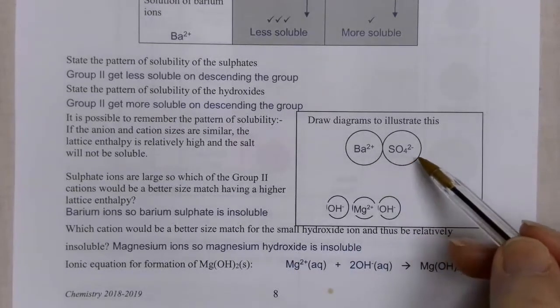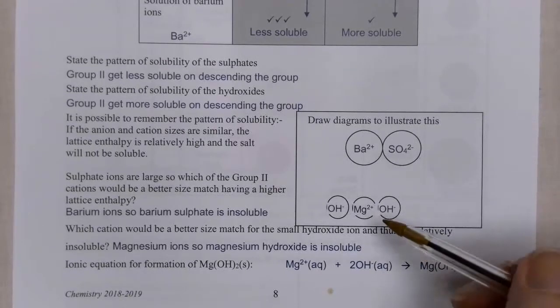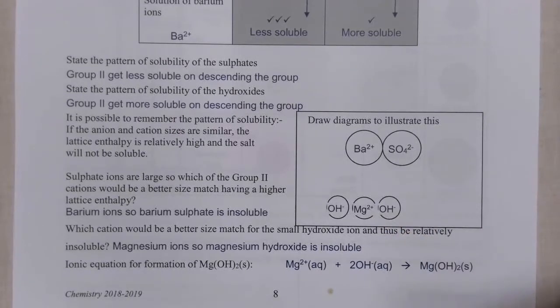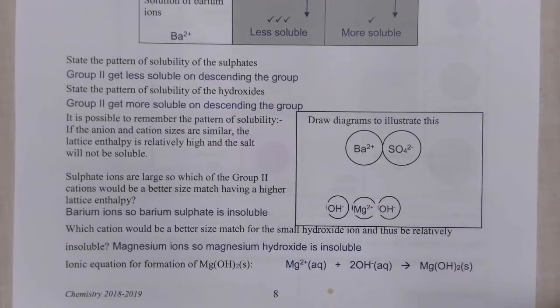So barium and sulfate ions are very similar in size, so they're insoluble. The hydroxide ion is much smaller, so barium hydroxide is soluble. Magnesium and hydroxide ions are again relatively similar in size, so they'll be insoluble, whereas magnesium and sulfate ions are quite different in size, so they're likely to be soluble.